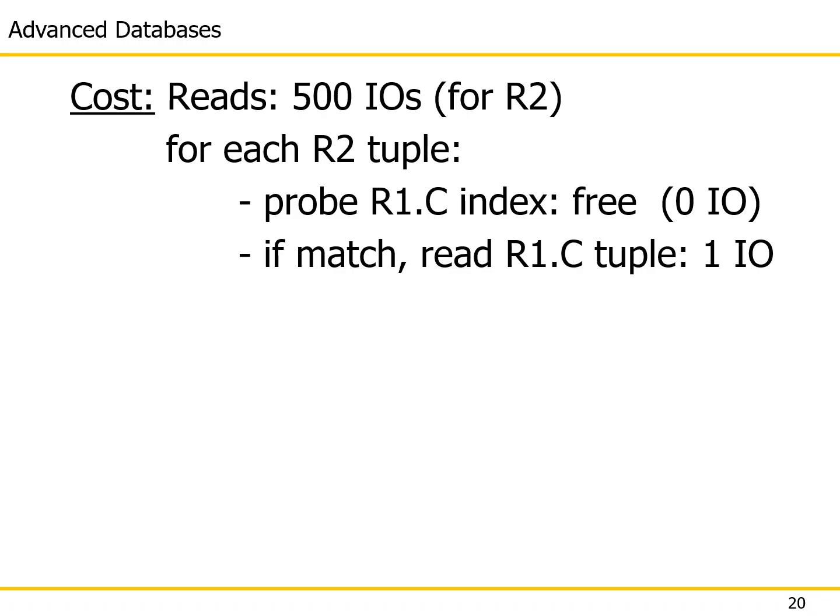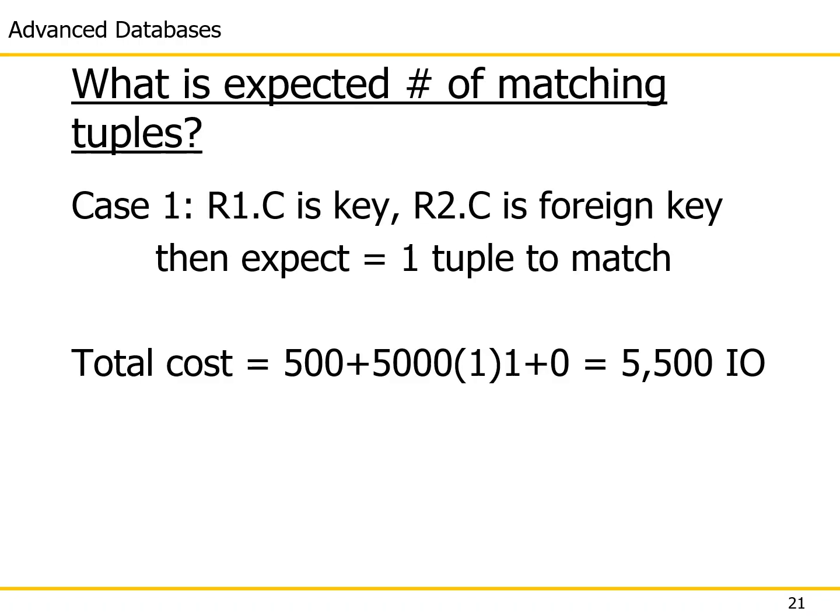Here is one very important question to understand the IO cost of this. What's the expected number of matches every time I go to R1.C and ask, does this exist? We have a number of cases. The first and more common case is that R1.C is the primary key, and R2.C is a foreign key.